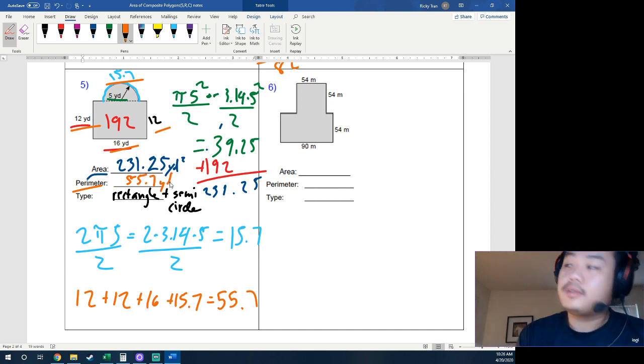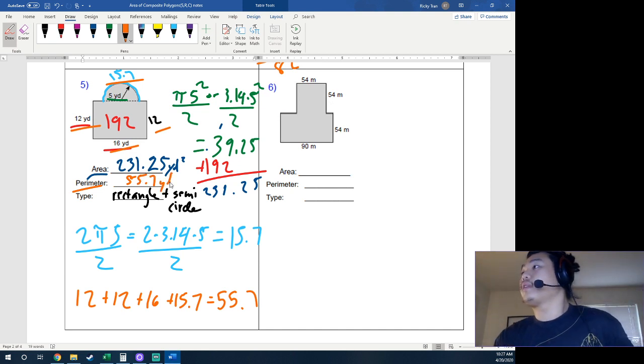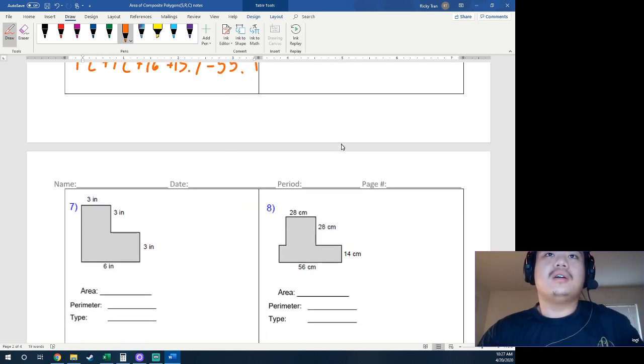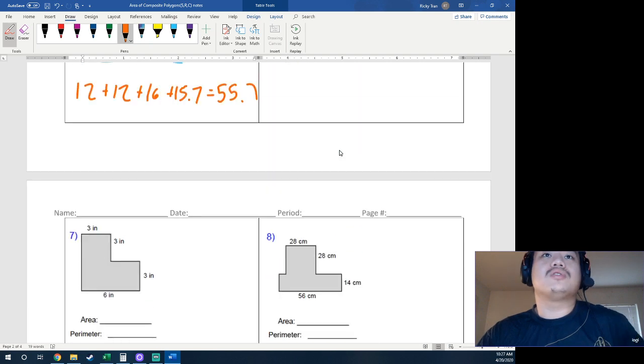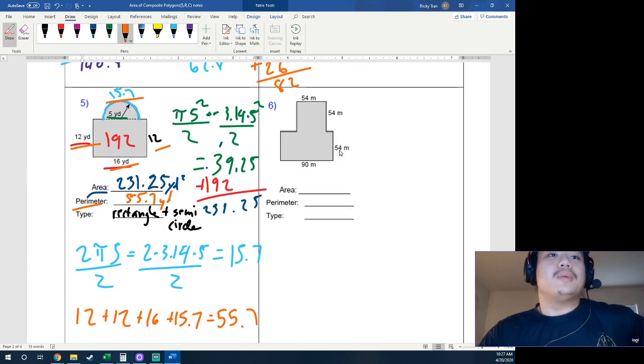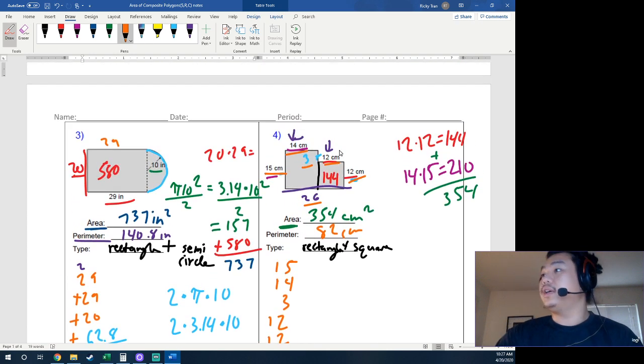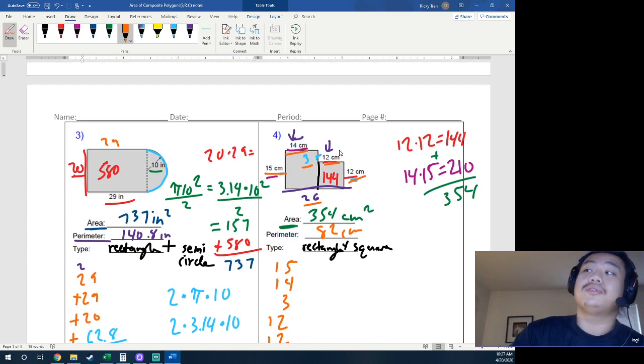55.7 yards. Okay. From here on out, I think I'm just gonna do area. Save you guys some time. I'm not gonna do perimeter. Again, we are covering mostly area on the quiz today. You're not covering perimeter, you're just covering area.